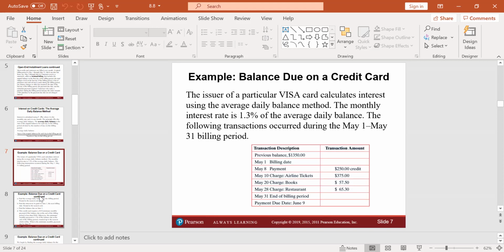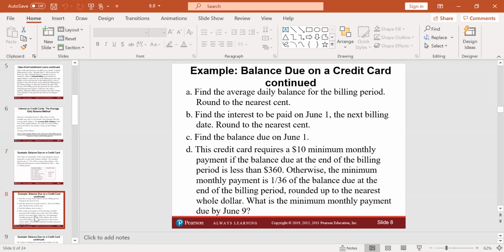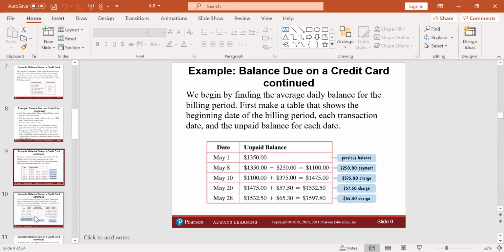So anyways, you have all these charges, all this credit coming in. What we're going to do is find the average daily balance for the billing period. We're going to find the interest we need to pay on June 1st. We're going to find the balance due on June 1st. And then we're going to look at this last one. We're not going to get too complicated with it. So let's do the math.